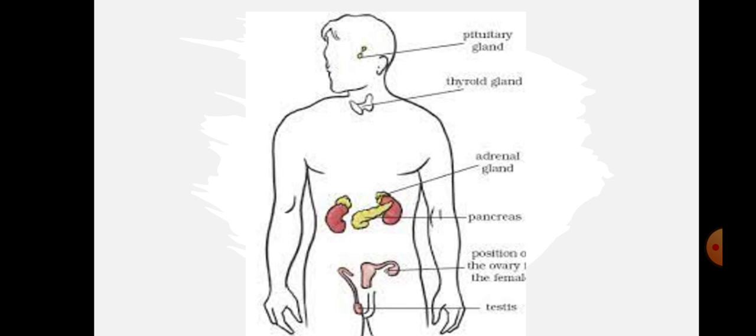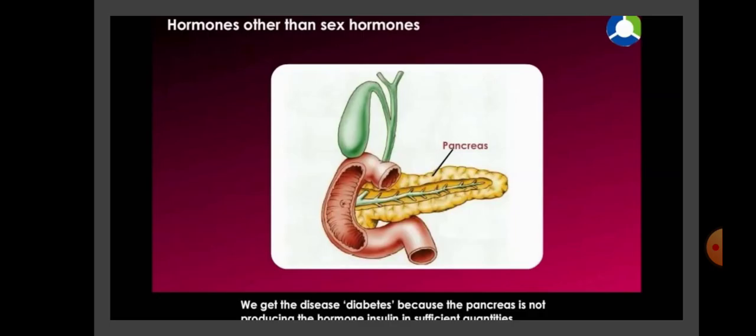Next we study about the pancreas. It secretes the hormones insulin and glucagon. Okay, the pancreas is almost a 6-inch long gland located behind the stomach. You see the picture, behind the stomach. It produces digestive enzymes, glucagon and insulin.